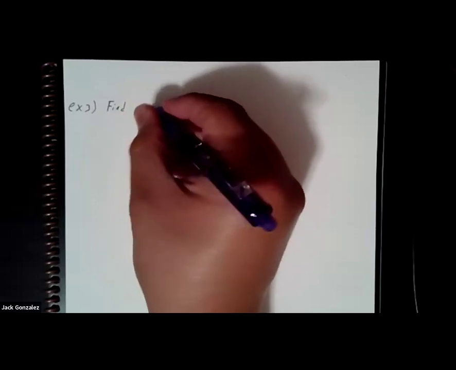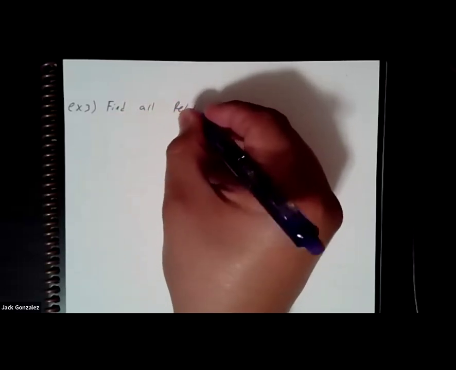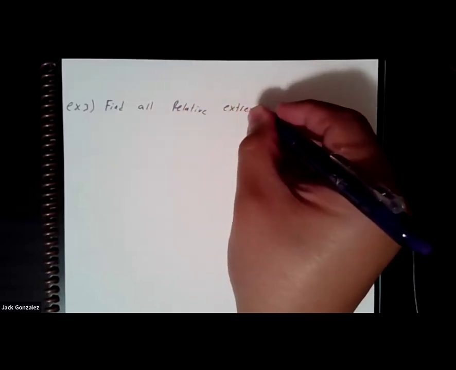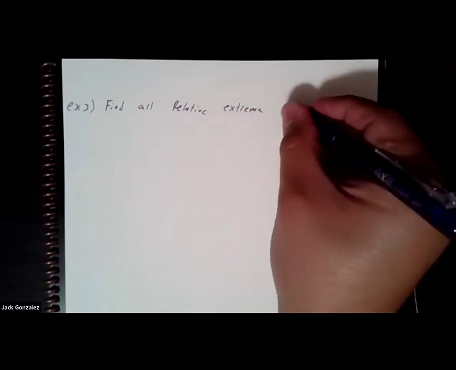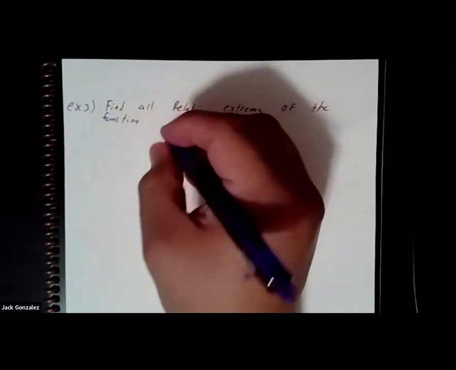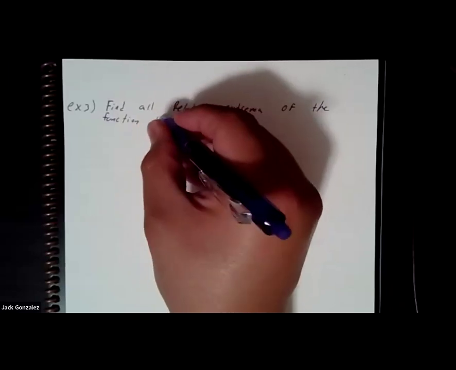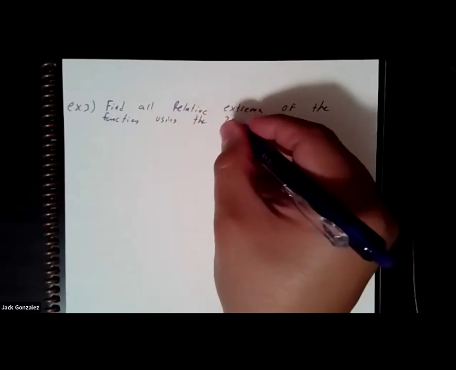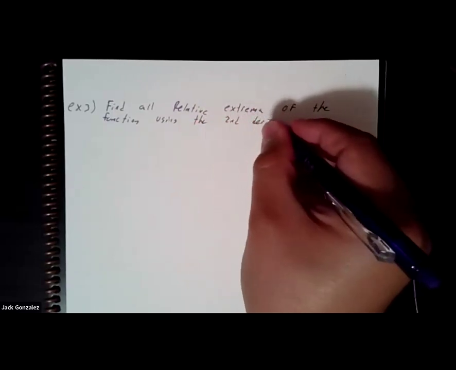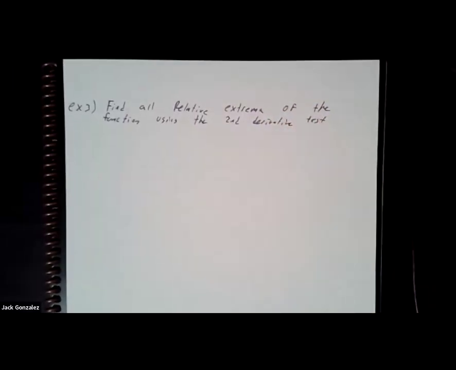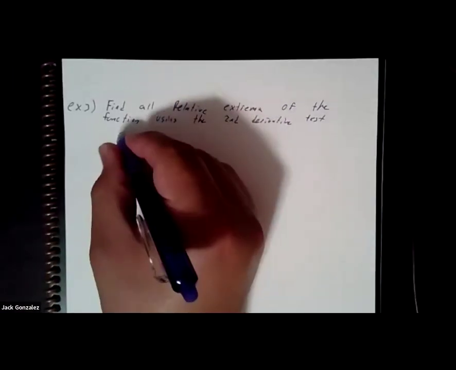Find all relative extrema of the function using the second derivative test. So we're still going to need the critical numbers. Here's the function they want us to work on.